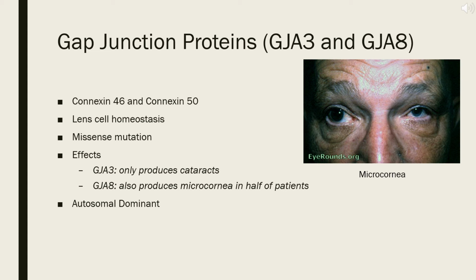The effects of this mutation, if GJA3 is affected or mutated, you'll only get cataracts, but if GJA8 is affected, they have found that in half the patients, they also produce microcornea as well as cataracts. The mode of inheritance for this gene is autosomal dominant.